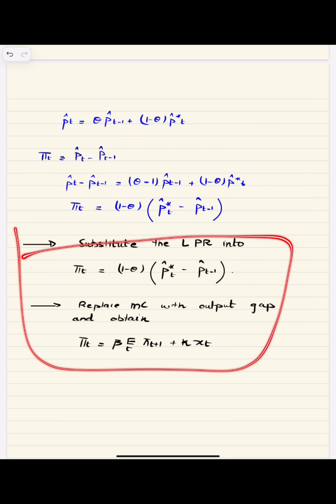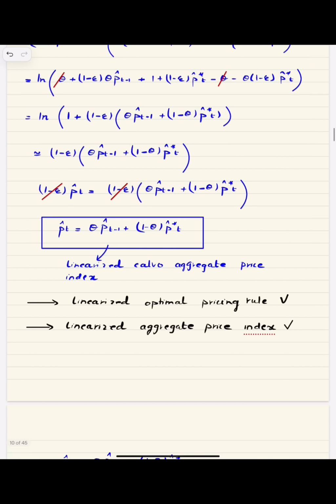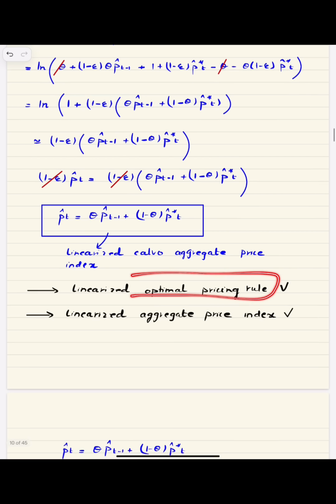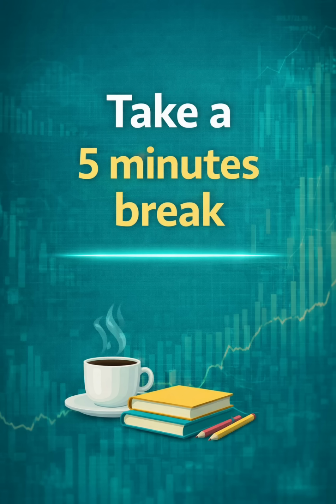So far we've learned how to linearize the optimal pricing rule and the aggregate price index. Now the final step towards understanding how we get the Phillips curve is: how did we get the optimal price? Because I just stated the optimal price, but we didn't derive it. So the last step is to understand how to derive the unlinearized version of the optimal price. So just take a 5 minute break and we'll continue.